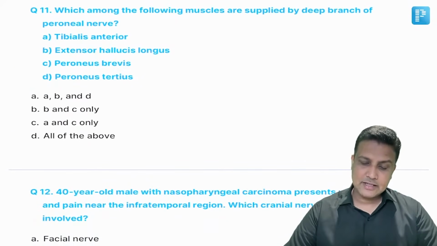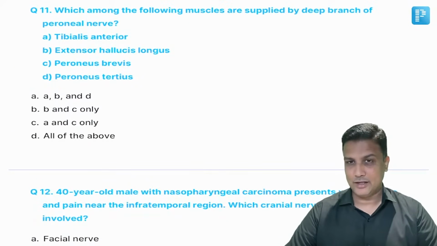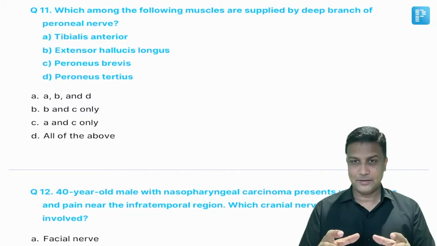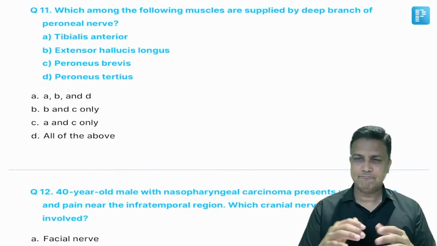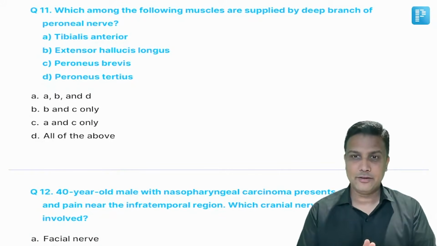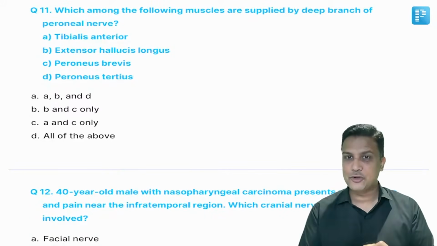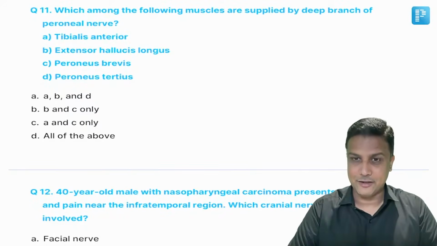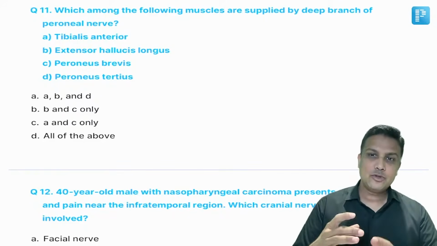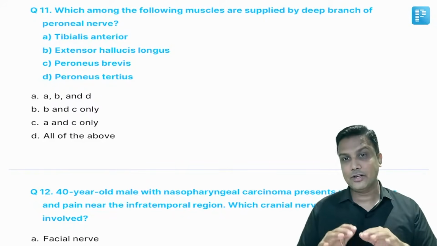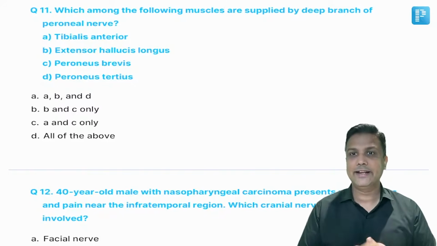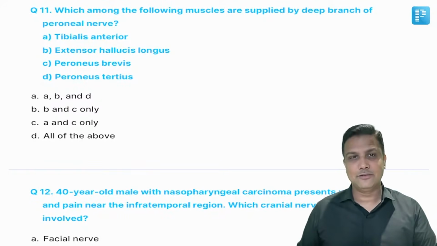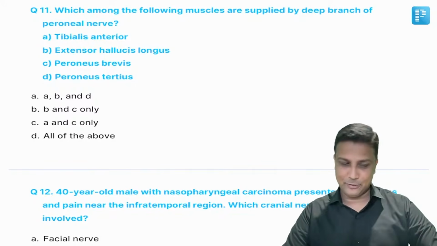Which among the following muscles are supplied by deep branch of the peroneal nerve? Now just recall the golden rule that I taught you in the lower limb. In the thigh, you'll be having three compartments. Anterior compartment of thigh is supplied by femoral nerve. The medial compartment of thigh is supplied by obturator nerve, and the posterior compartment of thigh will be supplied by the sciatic nerve. And then in the leg region, posterior compartment of the leg, that is your calf muscles, are taken care by tibial nerve, whereas the lateral compartment of the leg is supplied by superficial peroneal nerve and anterior compartment of the leg by deep peroneal nerve.